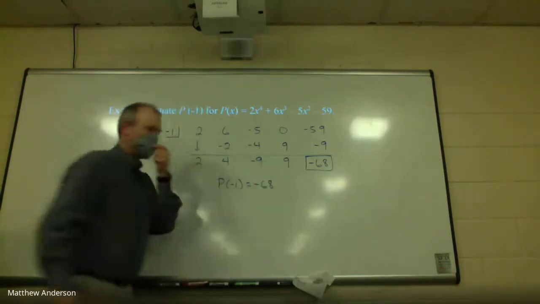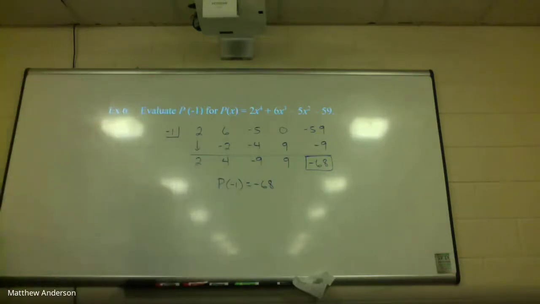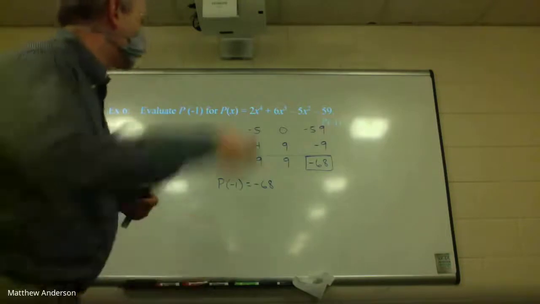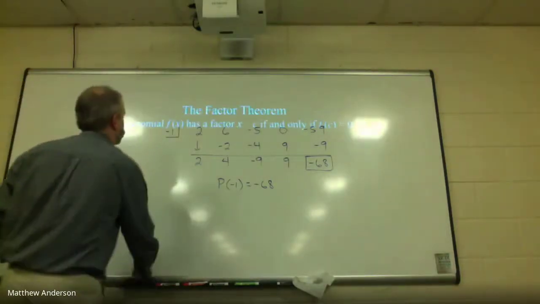And again, what that means is if I replaced all the x's with -1s and evaluated it, we would get -68. Okay. Are we good? All right. So there's our answer. -68 is correct.